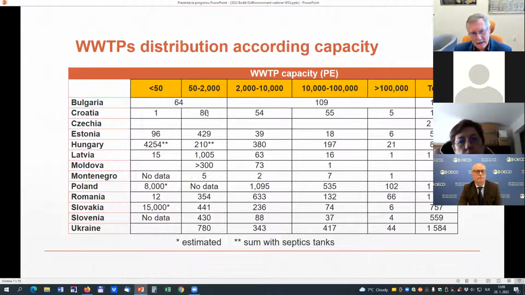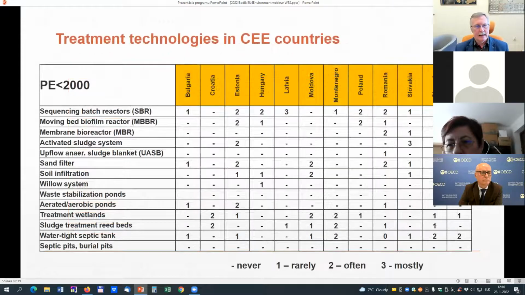But we can see that, yes, we have a relatively high amount of small wastewater treatment plants, but the connection to these treatment plants is relatively low, or a low amount of people are connected to these small wastewater treatment plants.